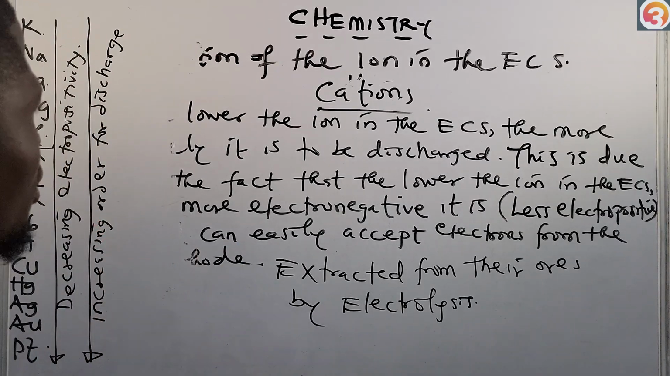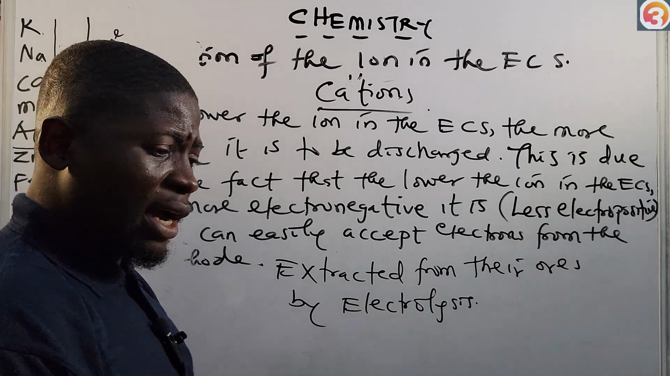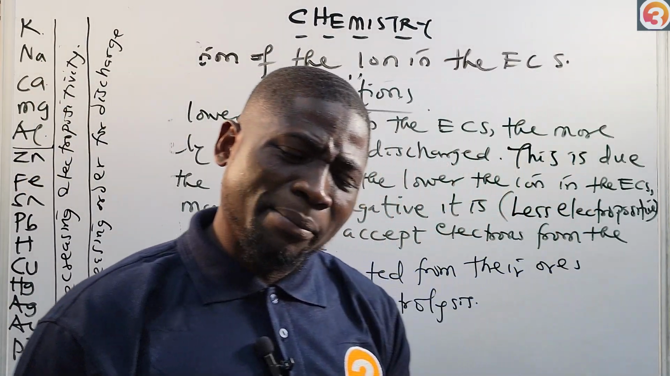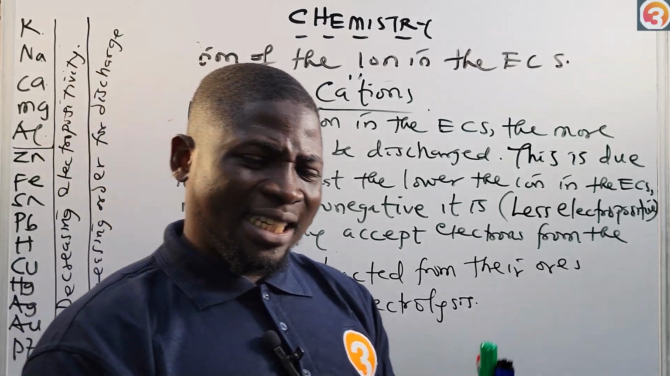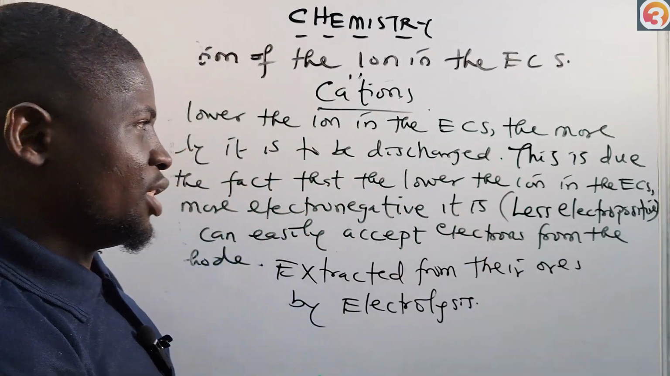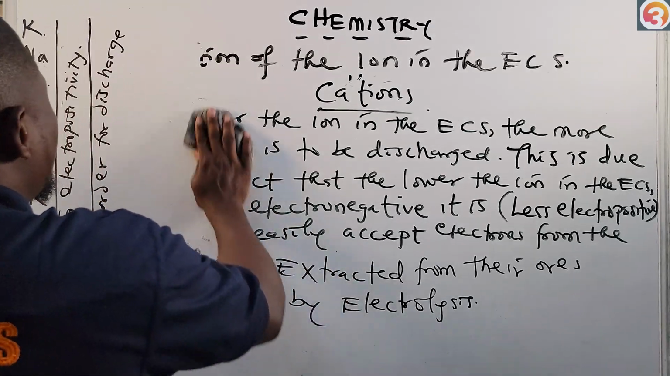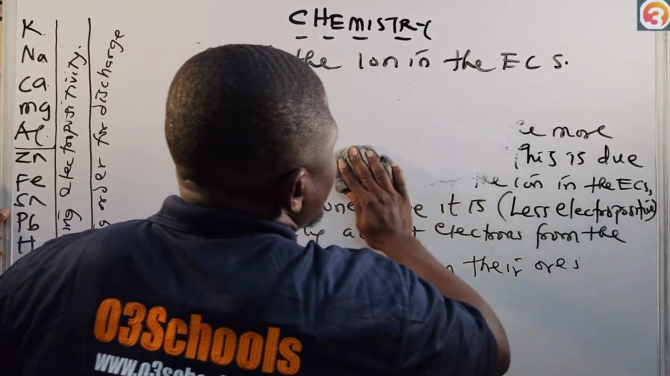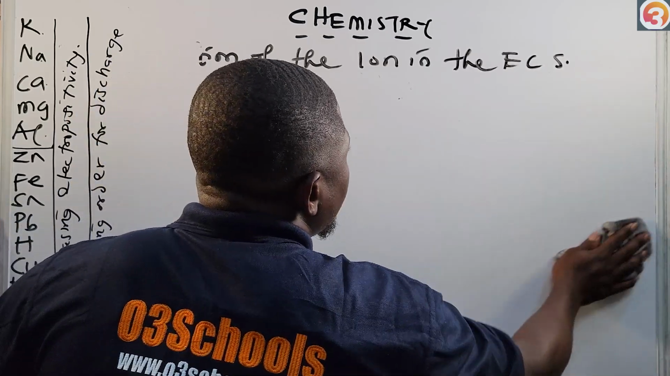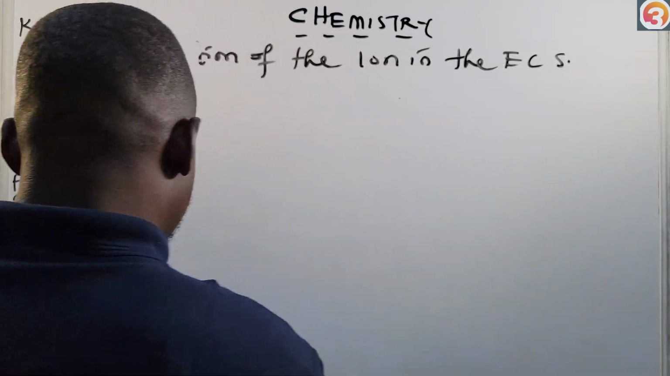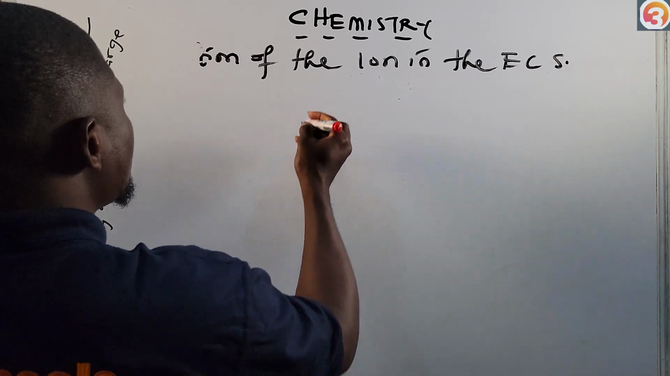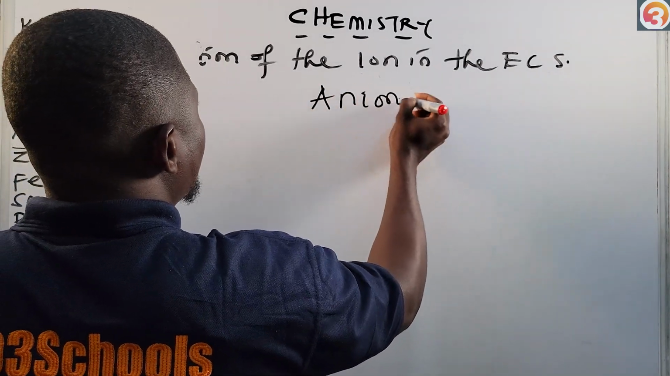So we are done with the cations. We are seeing that the lower the ion in the electrochemical series for the cations, the more likely it is to be discharged. Now let's look at the anions, and then we'll be done with this class. So let's talk about the anions now.